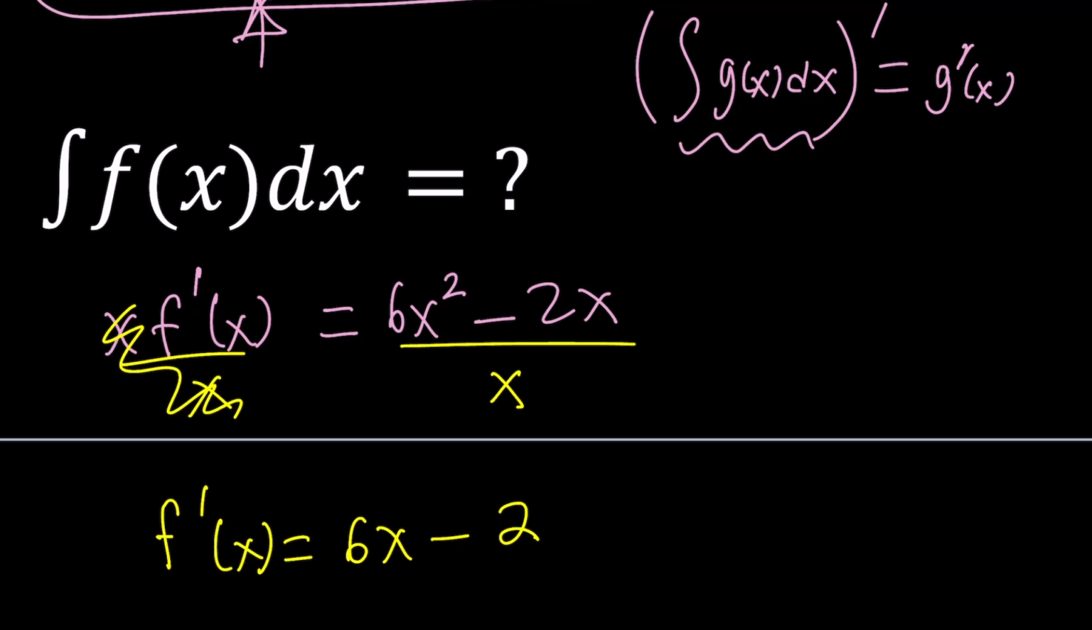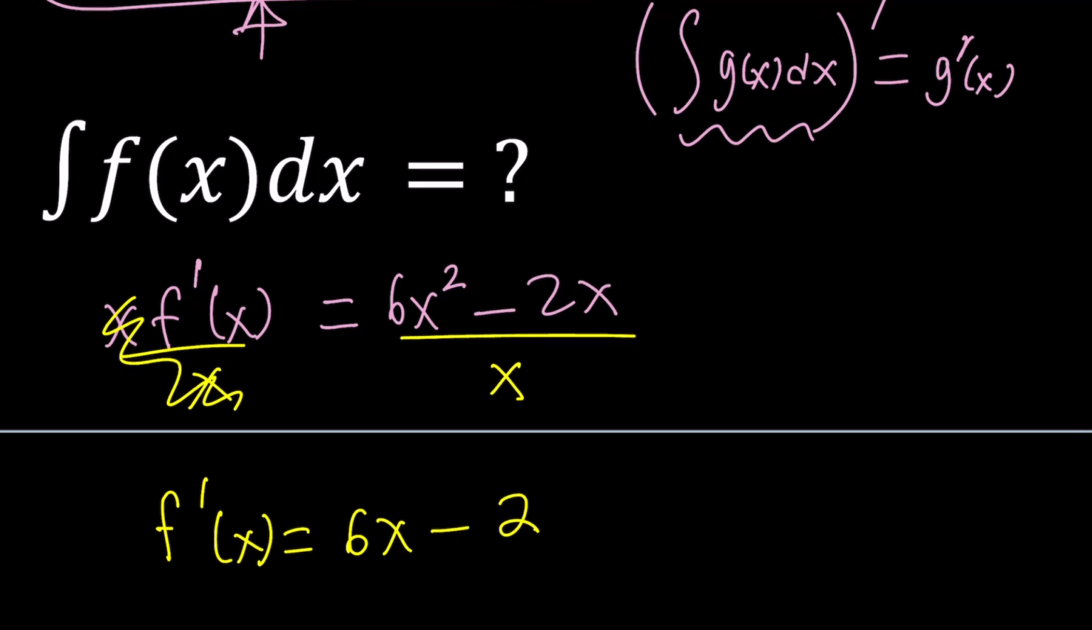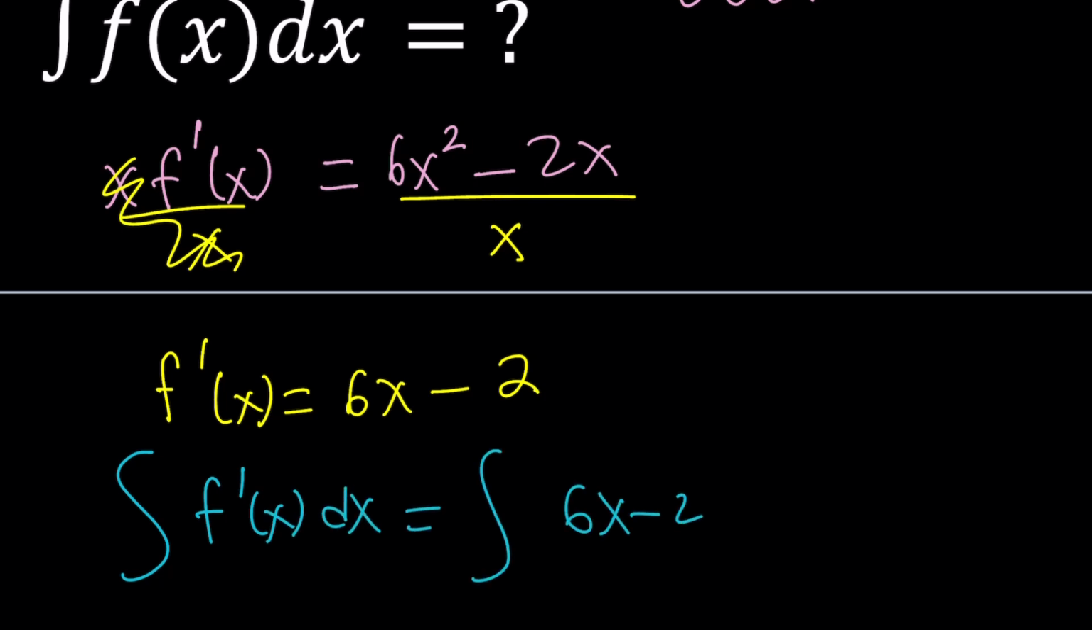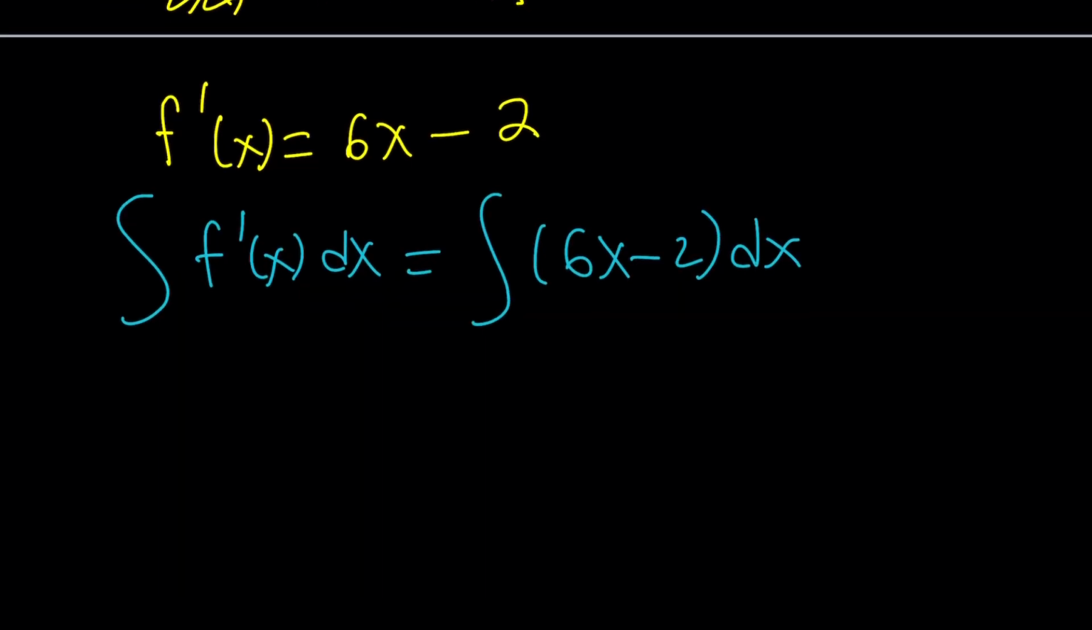Now we can go ahead and integrate both sides to find f of x. We're supposed to find the integral of f of x, but we need to find f of x first so that we can integrate it, right? So let's go ahead and integrate both sides. When we do, it's going to look like this. The integral of f prime dx is the same thing as the integral of 6x minus 2 dx. Now, obviously, the derivative of f is f prime.